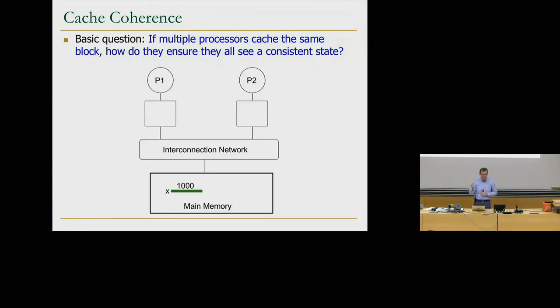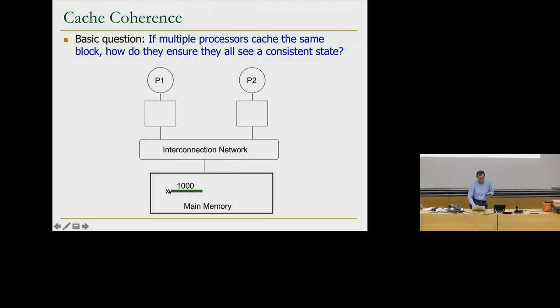So the basic question is very simple. If you have multiple processors like this, P1 and P2, and if you have different caches associated with those processors, and if they cache the same block, same cache block, assume that this is block X, how do you ensure that they all get the correct data? They all see a consistent state, in other words, or coherent state. Consistency and coherence, I'm using them in the same way in this particular case.